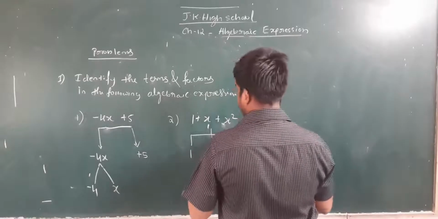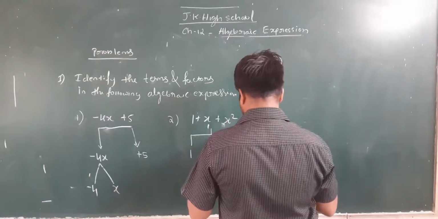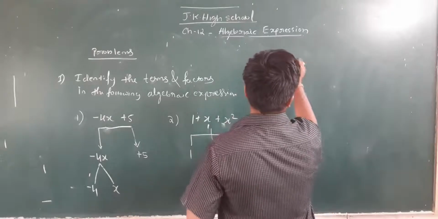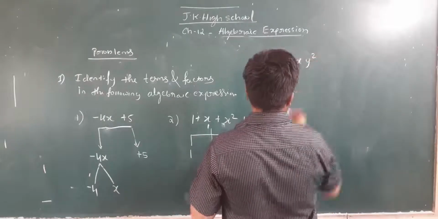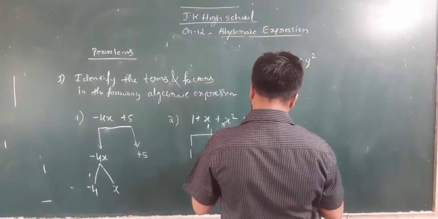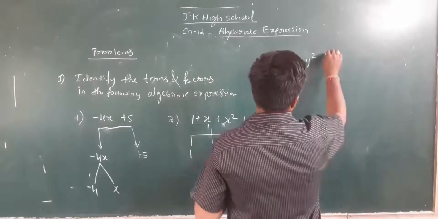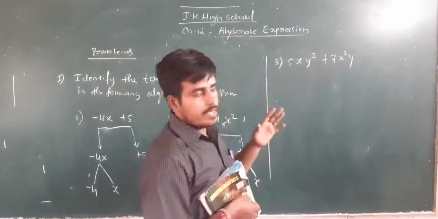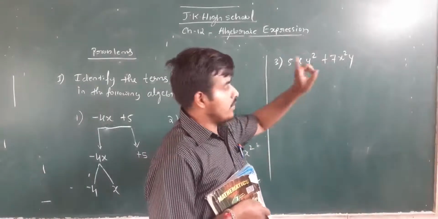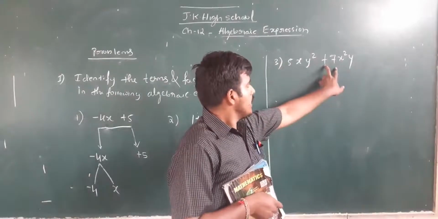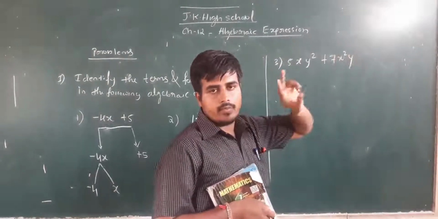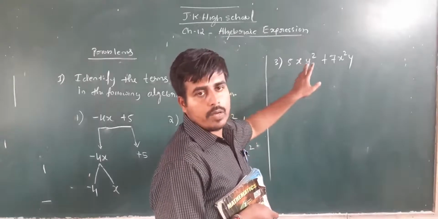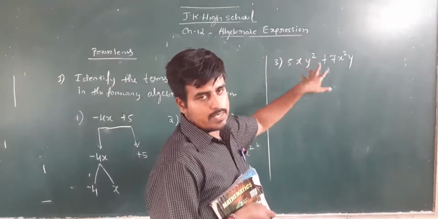Third one, 5xy square plus 7x square y. How many terms are there? 5xy square is one term, plus 7x square y is a second term. Total 2 terms are there, therefore it is known as a binomial. Now you have to write the terms and factors separately.